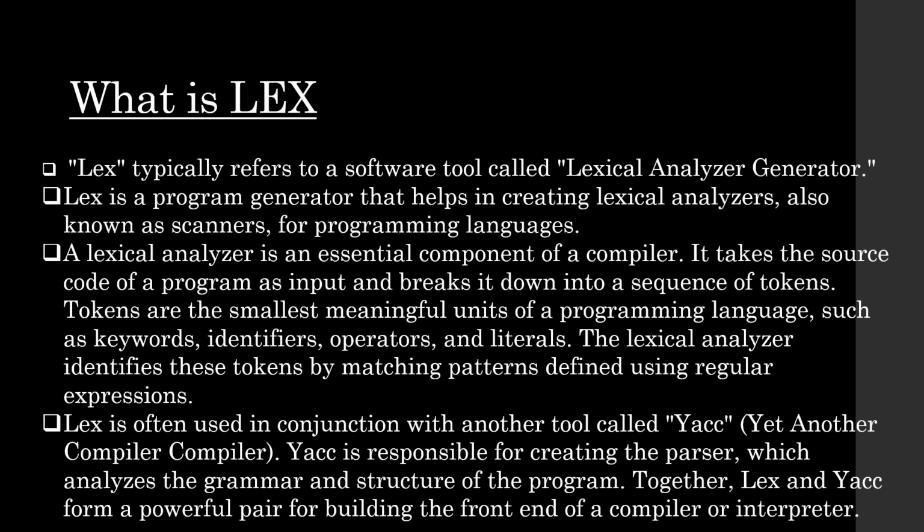It takes the source code of a program as input and breaks it down into a sequence of tokens. Tokens are the smallest meaningful units of a programming language, such as keywords, identifiers, operators, and literals. The lexical analyzer identifies these tokens by matching patterns defined using regular expressions.